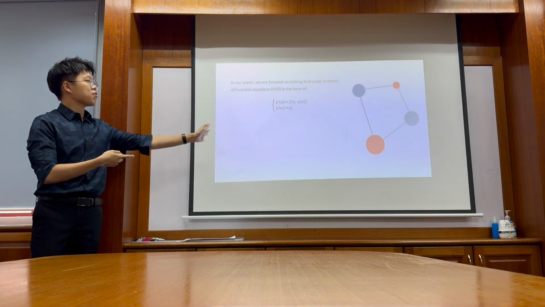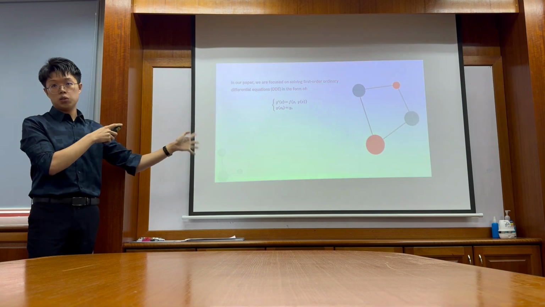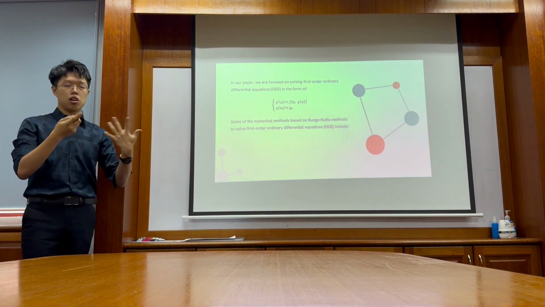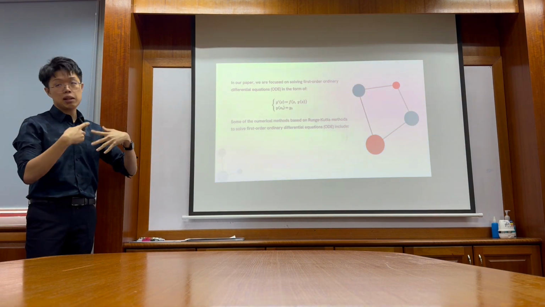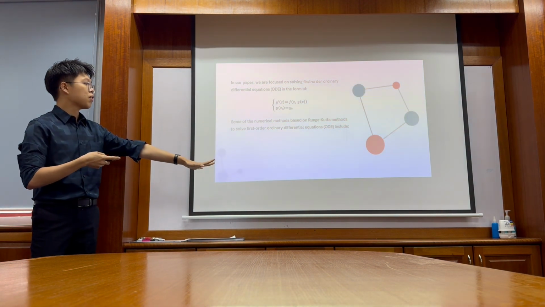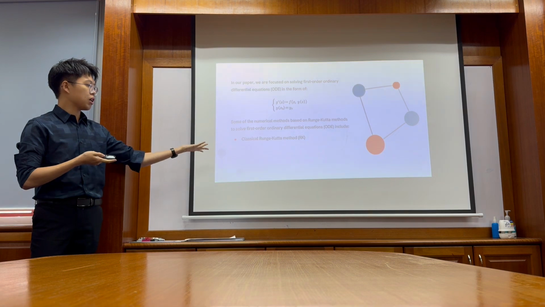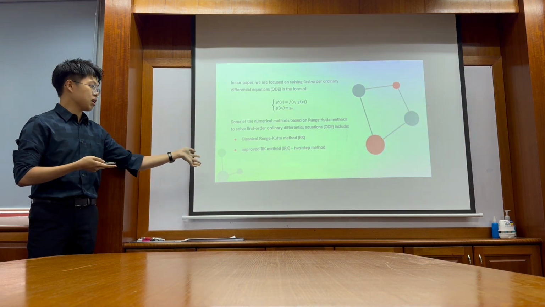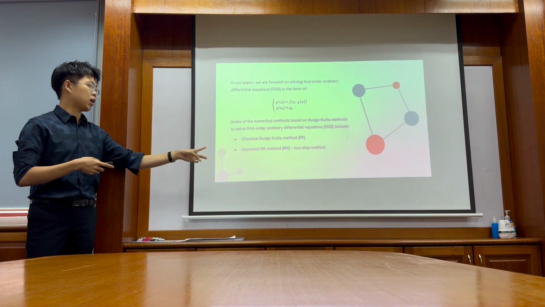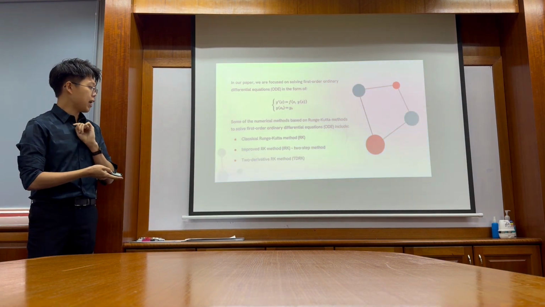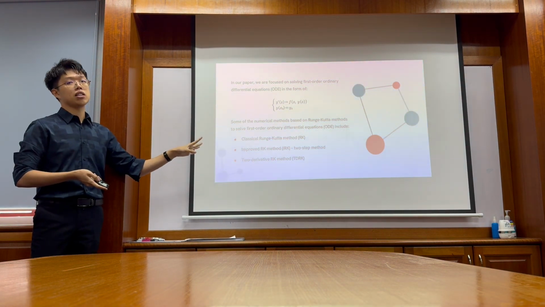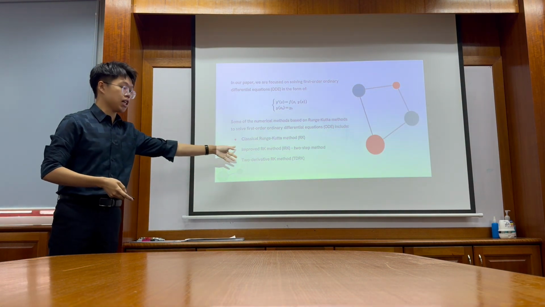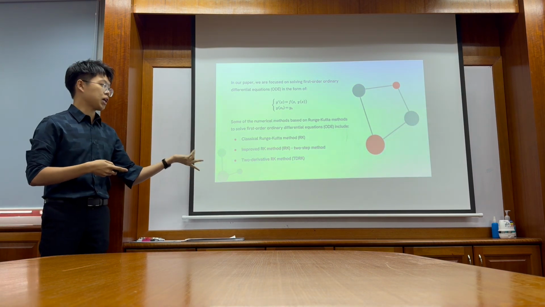In our paper, we are just focused on solving first-order ODEs, which have this form. There are many numerical methods to solve them, like the Euler method. My method is based on Runge-Kutta. There are the classical Runge-Kutta methods, and then we have improved RK methods. The improved RK method is a two-step method, while the classical is just one step. Another one is the two-derivative RK method, TDRK for short. Two-derivative is slightly different because it includes a second derivative to make it more accurate.